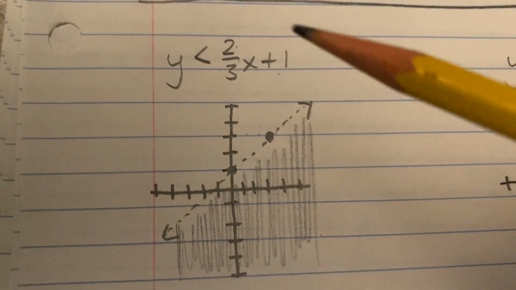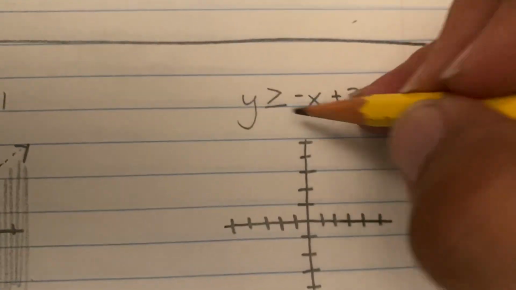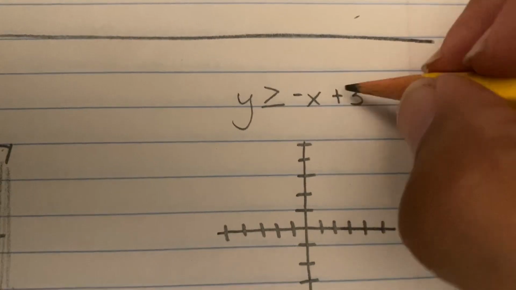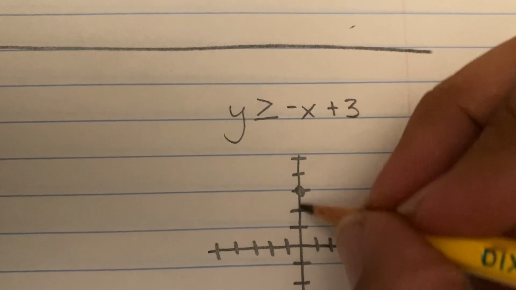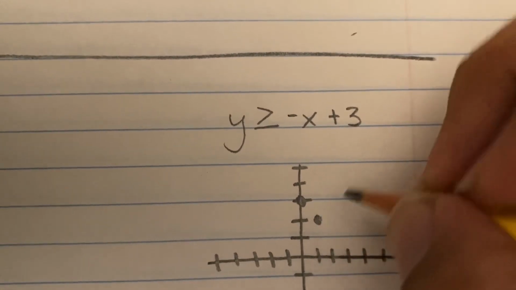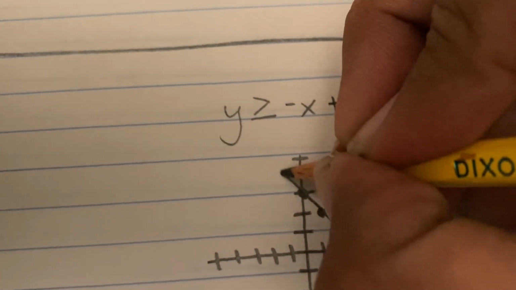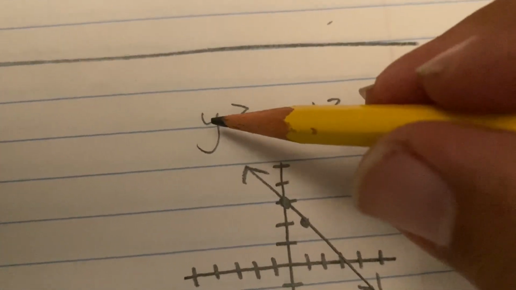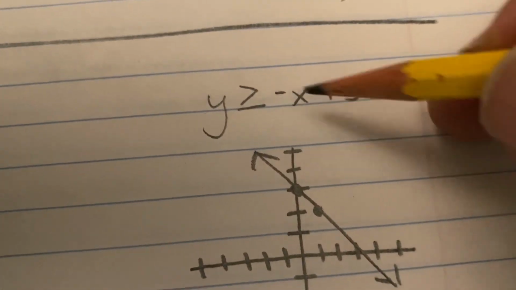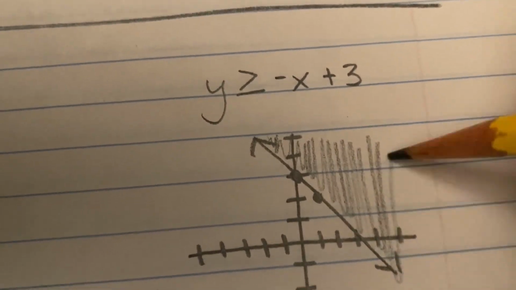Y is less than 2 over 3x plus 1. So let's do another one over here. Y is now greater than or equal to negative x plus 3. So this one starts on 3. The slope is negative 1, so it's down 1 and over 1. This one's going to be a solid line. And now all of the answers are greater than the line you just made, which means all the answers are here.